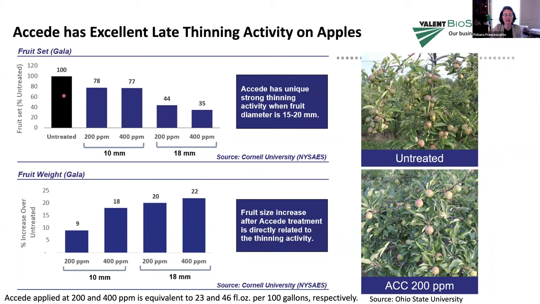You compare untreated, and then 200 versus 400 applied at 10 millimeters fruit size, and 200, 400 applied at 18 millimeter size. So the lower the bars here, the more efficacy you get. It's clear that it is more efficacious at the later stage than at 10 millimeters fruit size. And this is what you see everywhere in every other region as well. And of course, you get a fruit size increase, but it's directly related to thinning activities, not related to the product per se.